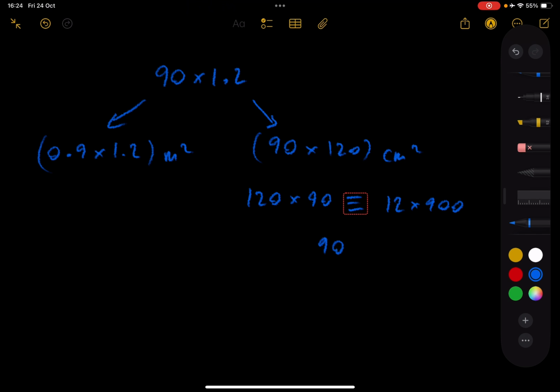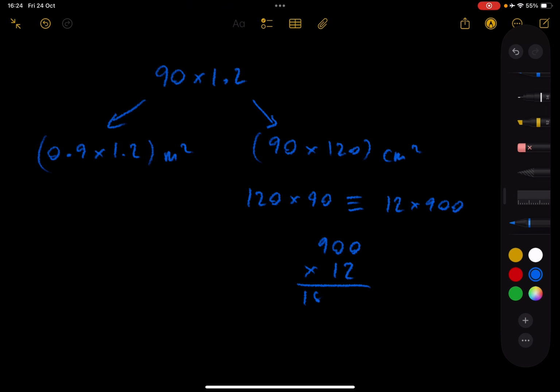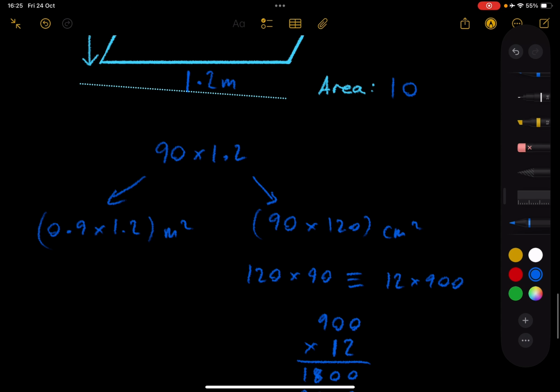So 120 times 90 is exactly the same as 12 times 900, which I just find a little bit easier. So I'm going to do 900 multiplied by 12, use my long multiplication method. So 2 times 900, 1,800. And then 10 times 900 is, whoops, did the wrong place, is 9,000. Add them together, 10,800. So there we go. We have 10,800 square centimeters. Boom, done.